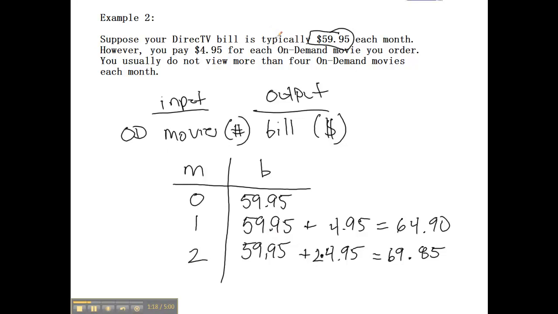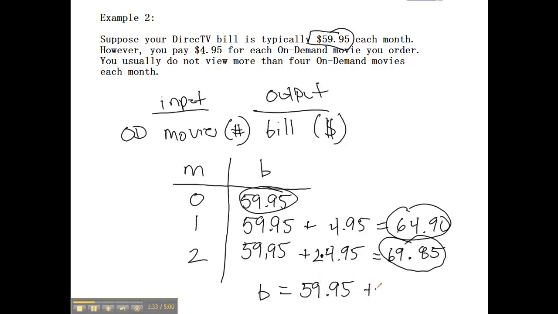Well, hopefully you're beginning to see the pattern. To calculate my bill, to get the value here, here, and here, I am taking the $59.95 base price, and adding to that the number of on-demand movies I watch multiplied by $4.95. So up here I actually multiplied 1 times $4.95 because I only watched one on-demand movie.